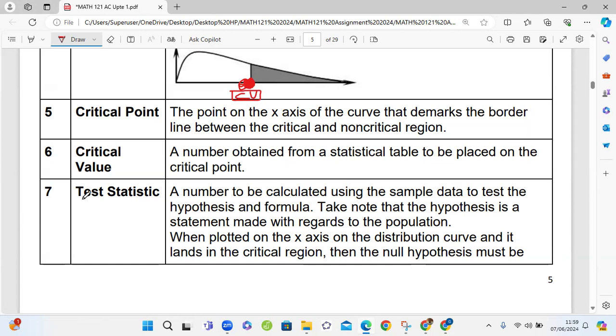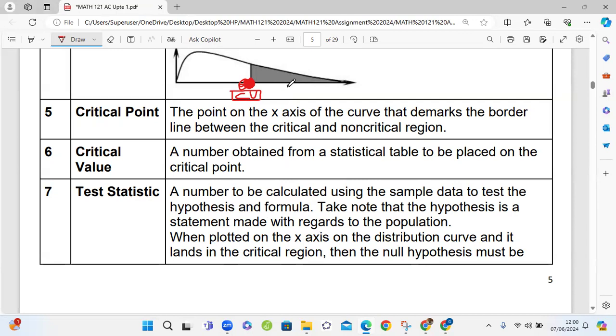And then you have what you call a test statistic. It's a number that you have to calculate using the sample data to test the hypothesis, using a formula. So take note that the hypothesis is a statement made with regards to the population. So when the test statistic is plotted on the x-axis on the distribution curve, remember the critical value will be there already, and it lands in the critical region.